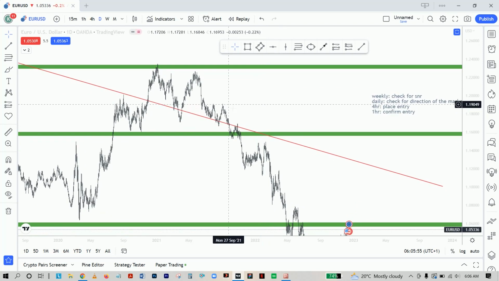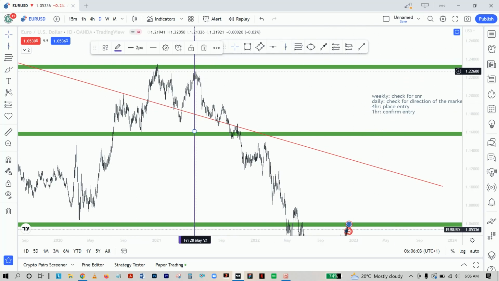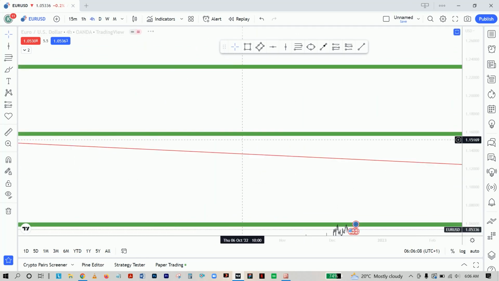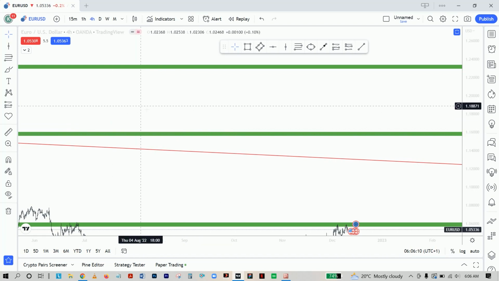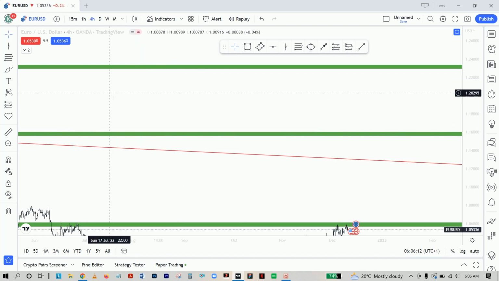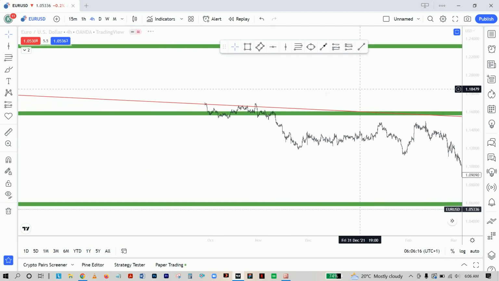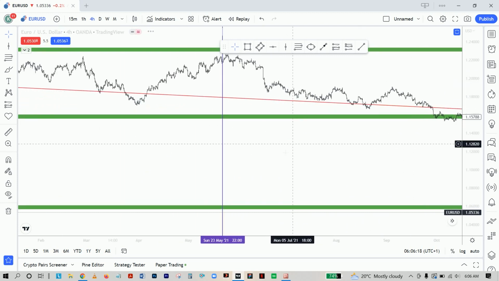Now, I don't place my entries on the daily time frame. I go to the 4-hour time frame to place my entry. Since this is a downtrend, I look for a downtrend inside the daily downtrend. All right, I look for a 4-hour downtrend inside the daily downtrend. So that's why I marked this up here.